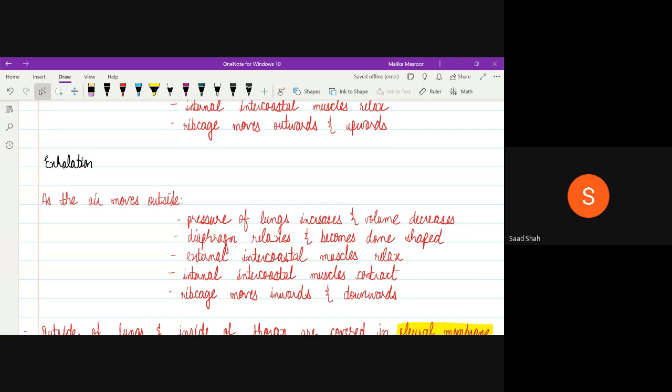What is the purpose of external and internal intercostal muscles? Like I told you, lungs do not have any muscle fiber. So the rib cage, your diaphragm and these muscles help to contract and relax. That is what allows the movement of your lungs. Lungs do not have anything to contract. They don't have muscle fibers. So these are what help your lungs to contract and relax. Are you clear? Clear.